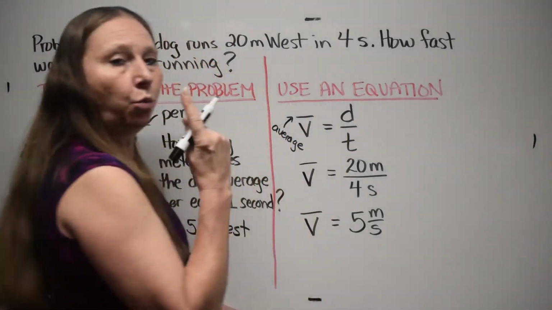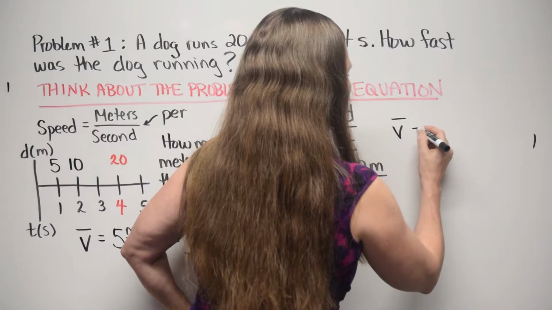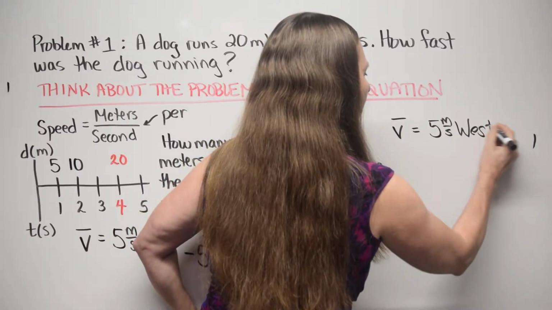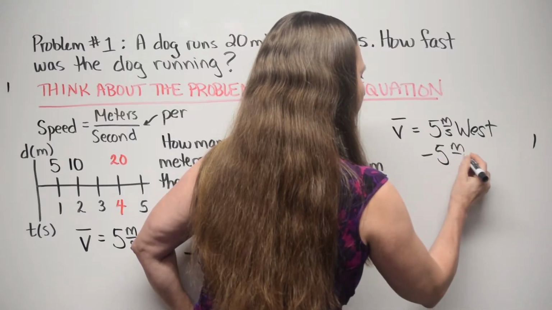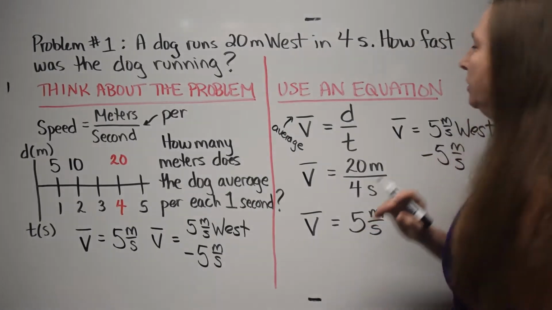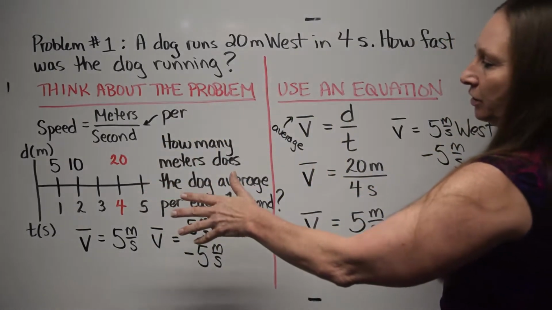All right, we have only one direction that we're talking about. So that means that the velocity is the same magnitude, 5 meters per second west, or negative 5 meters per second. So what we see here is that we think about the problem, we get what we think the answer is.